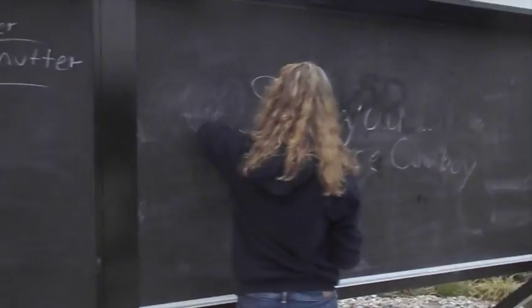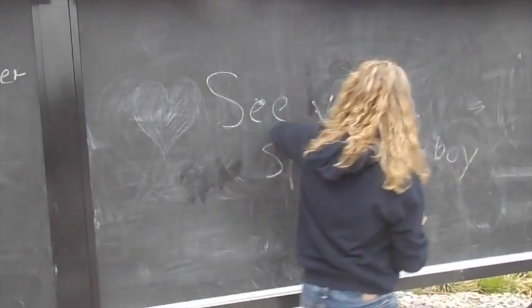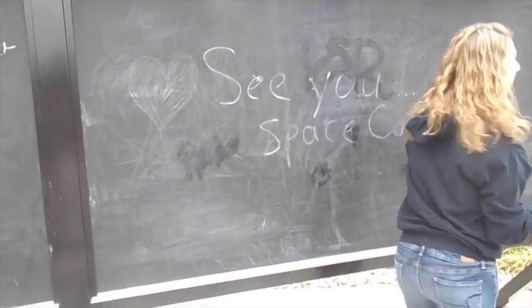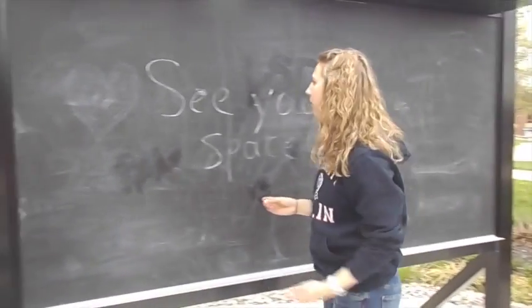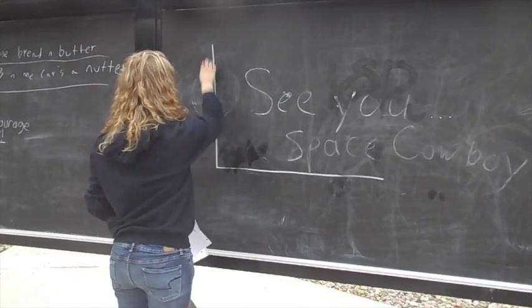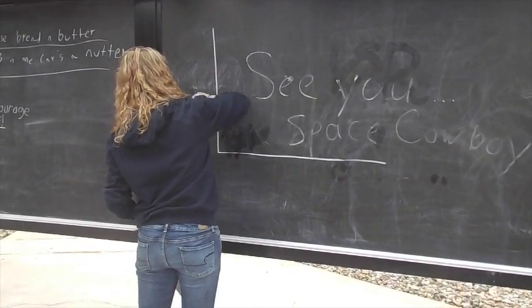Hey guys, so we came across this awesome little outdoor classroom which we are going to do our math project on. So we have this lovely board that says "See You Space Cowboy." And we're just going to draw some triangles. It's still there, so we're just going to write over it. Wait, this is the planetarium.